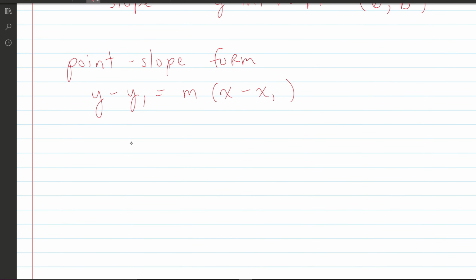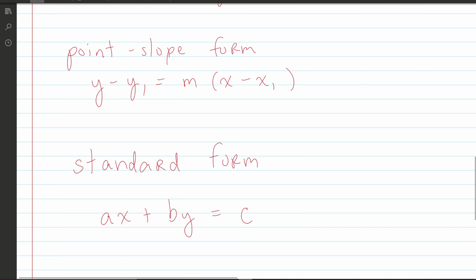The last one is known as standard form. Sometimes they'll call it standard form, or they may say general form. That is written as ax plus by equals c. Here the x and y terms are to the left, and the constant term is by itself on the right-hand side. Ax plus by equals c.